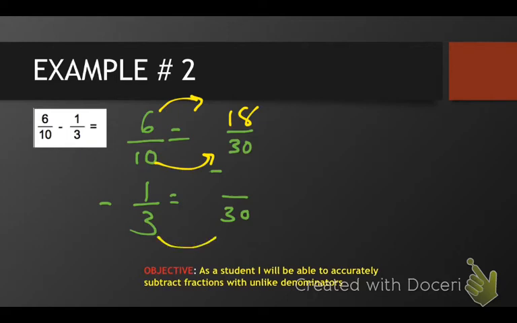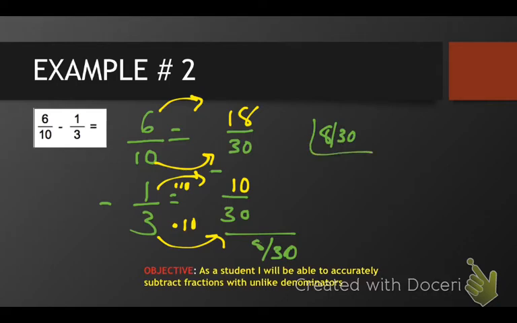Alright, how does 3 become 30? Well, you multiply by 10, you do the same thing to the numerator. 1 times 10 is 10. Okay, we're going to go ahead and say 18 30ths minus 10 30ths, and that will give us 8 30ths. Now, the problem with that one is that it actually does need to be simplified. You can go ahead and put it into the cake method.